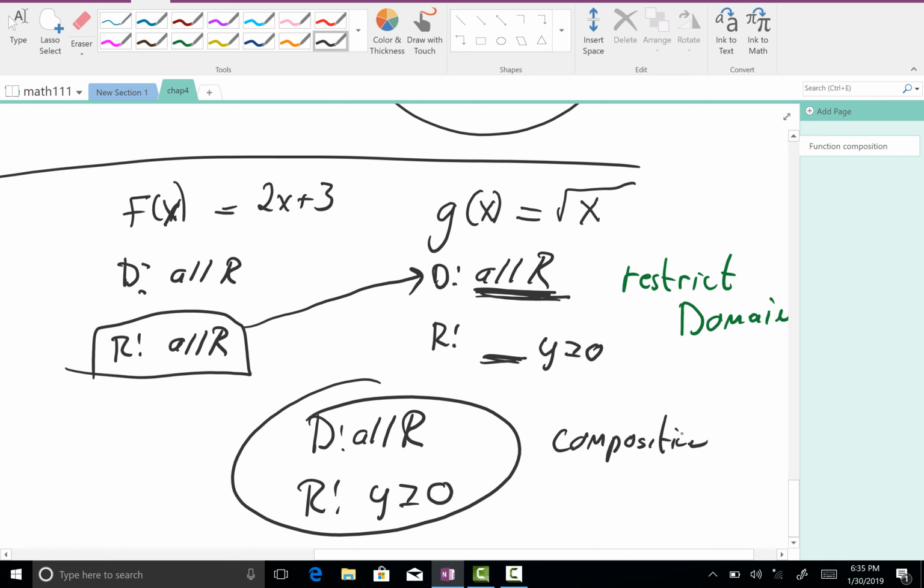So we're taking the f function and we're substituting it into the g. So this would be g of f of x. When you're doing these, you kind of got to be careful of that idea, because you might have to do some restrictions on some domains.